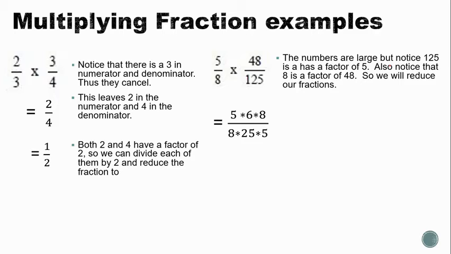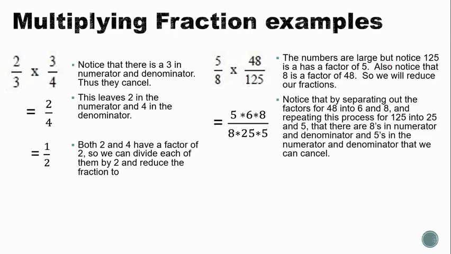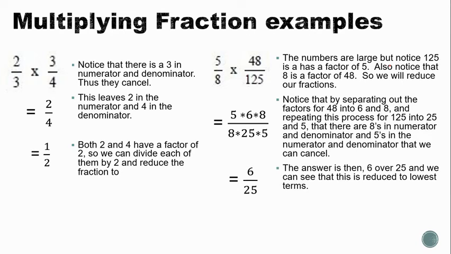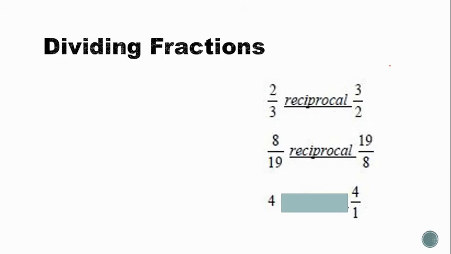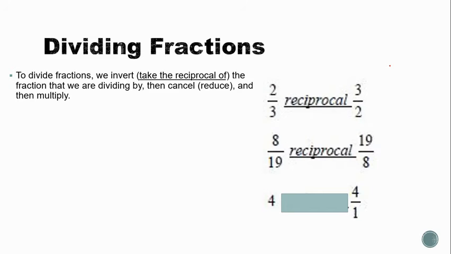So notice we can cancel 5s and 8s. All right. Then that just leaves us with 6 over 25, which we can see is reduced to the lowest terms. Let's take a look at dividing fractions, okay?